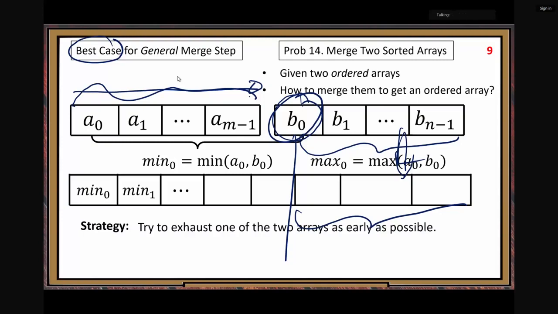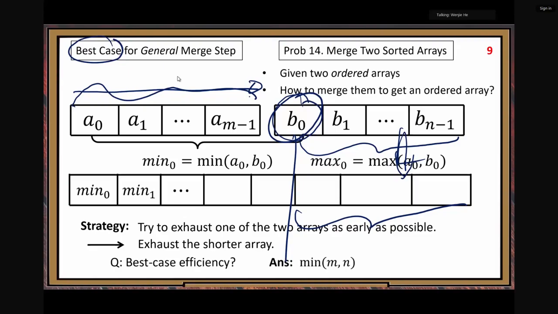Strategy: try to exhaust one of the two arrays as early as possible, and we want to exhaust the shorter array. So the best case is the minimum of m and n, the smaller number of m and n. That is the number of comparisons, the formula. That's the first question. Now the second one.